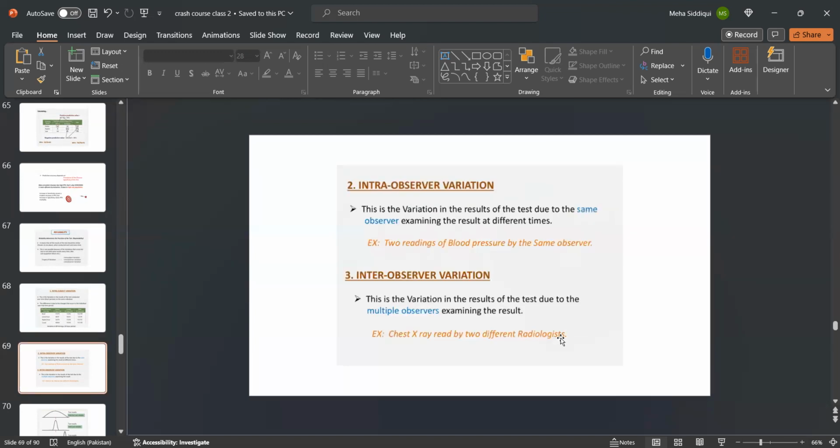Intra-observer variation. This is the variation in the results of a test due to the same observer examining the results at different times, for example, two readings of blood pressure by the same observer. Inter-observer variation. This is the variation in the results of the test due to multiple observers examining the result. For example, a chest X-ray read by two different radiologists. So they can interpret differently.